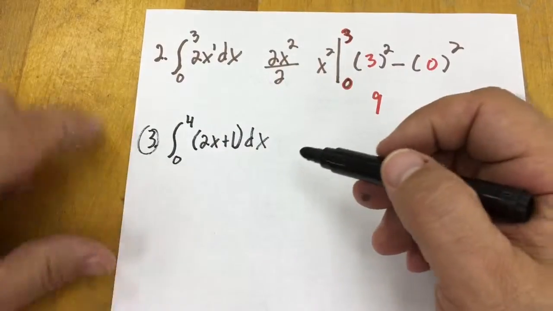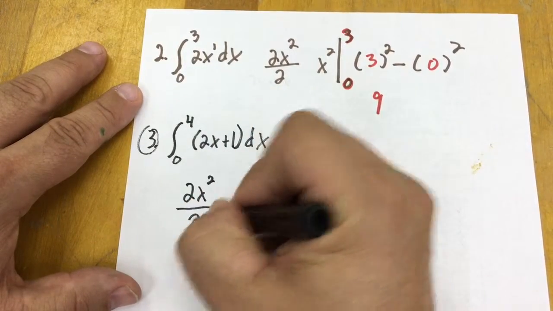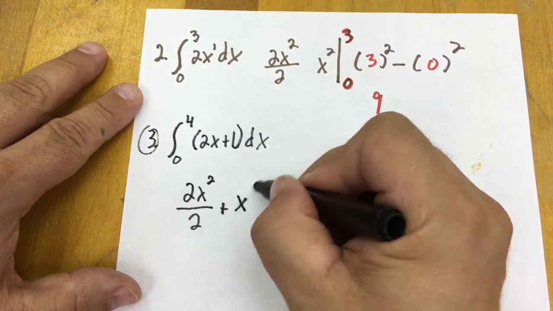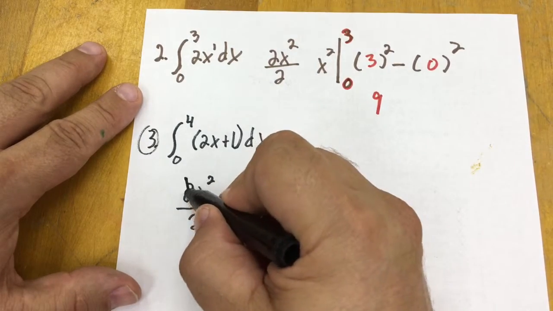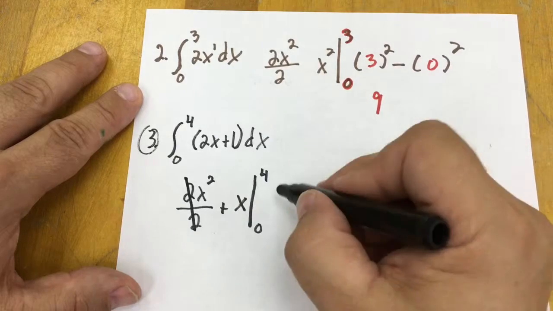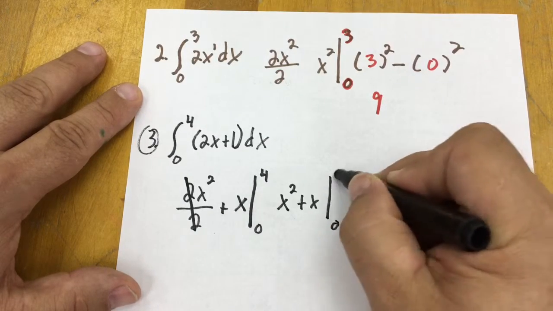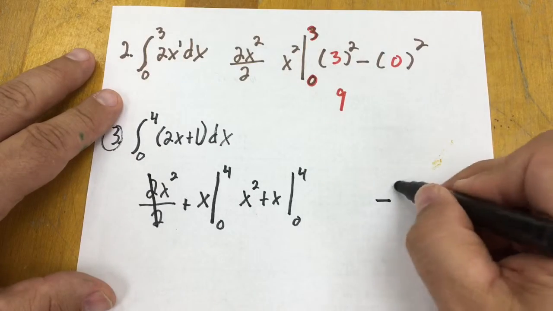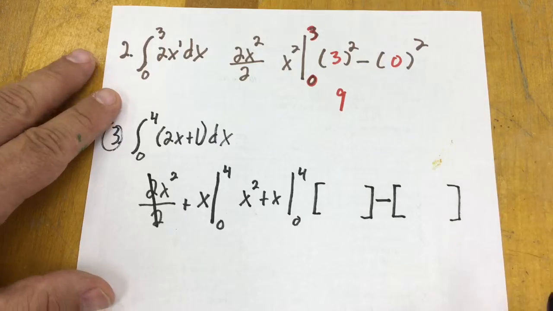I want to find this integral. First thing I want to do is find the antiderivative. So that's going to be 2x squared over 2 plus 1x, or just x, on the interval from 0 to 4. Notice the 2's simplify. So that's going to give me a double quantity. So that's going to give me x squared plus x on the interval from 0 to 4. And I'm going to set that up with a minus sign in between two quantities, because there's a little bit more involved to this one than just a single term.